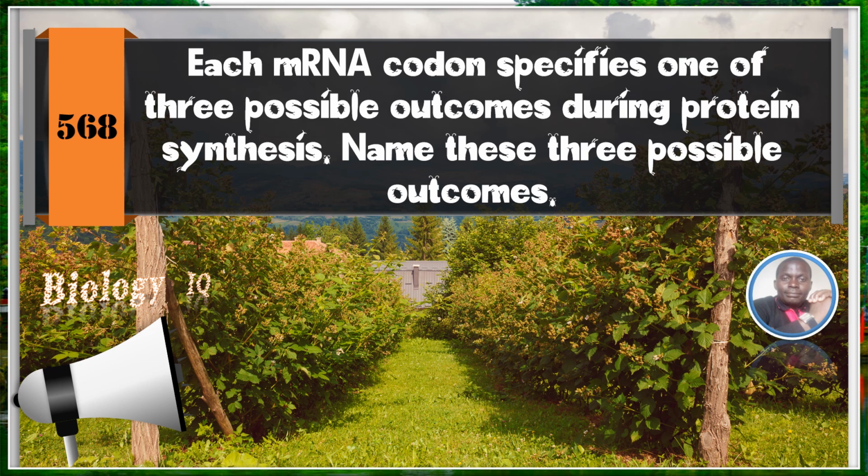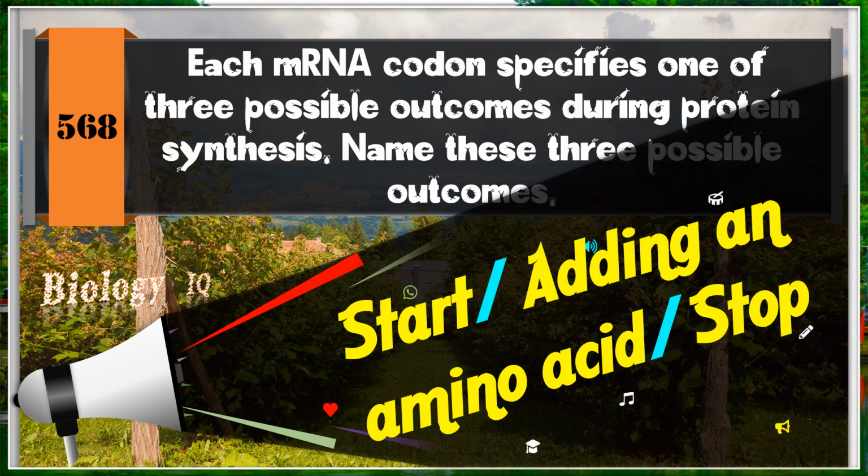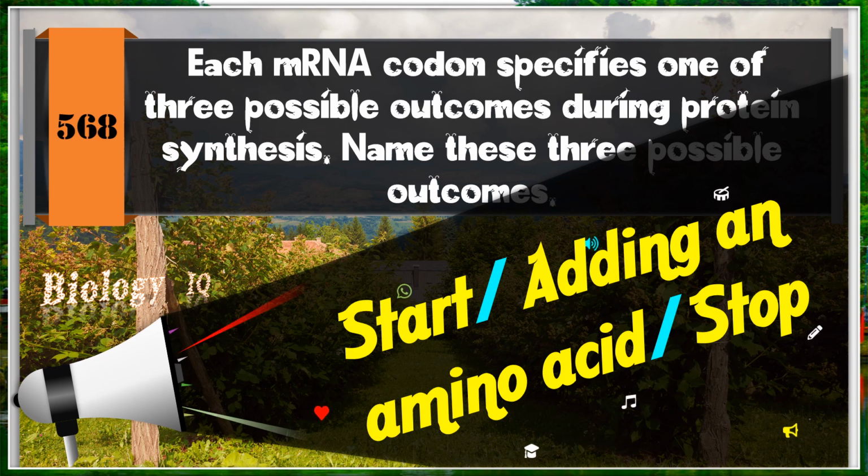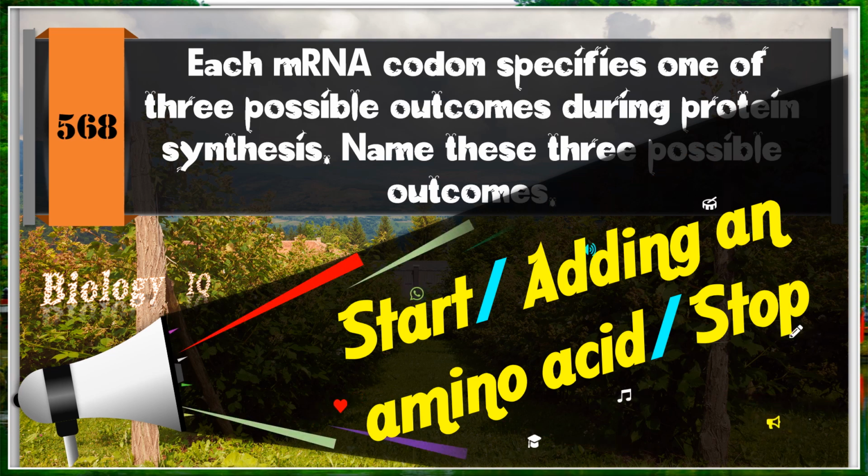Each mRNA codon specifies one of the three possible outcomes during protein synthesis. Name the three possible outcomes. Start. Another one, adding an amino acid. And the other one, stop.